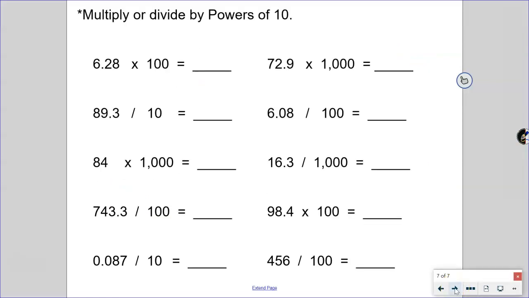All right, guys, your practice to go with this. Here it is. There are 10 problems, and all of them are either multiplying or dividing by a power of 10. So go ahead and work on through these. Use your decimal shifts, and make sure you're going the right direction based on whether you're multiplying or dividing, and then self-check as you go to make sure that you are doing these correct.